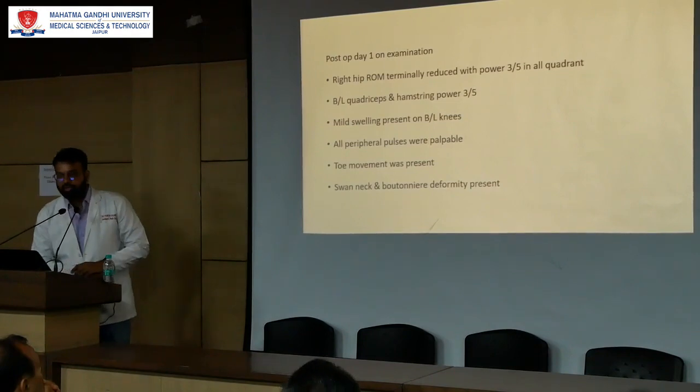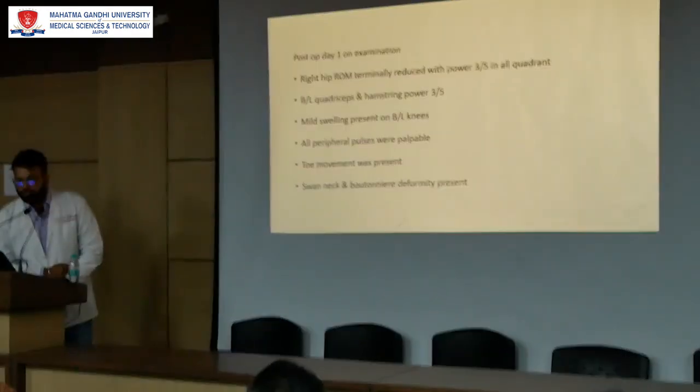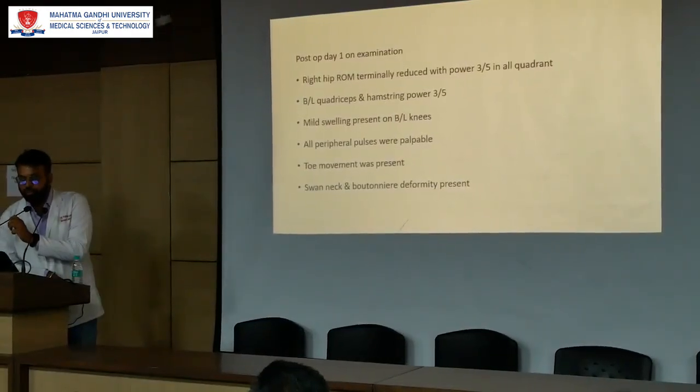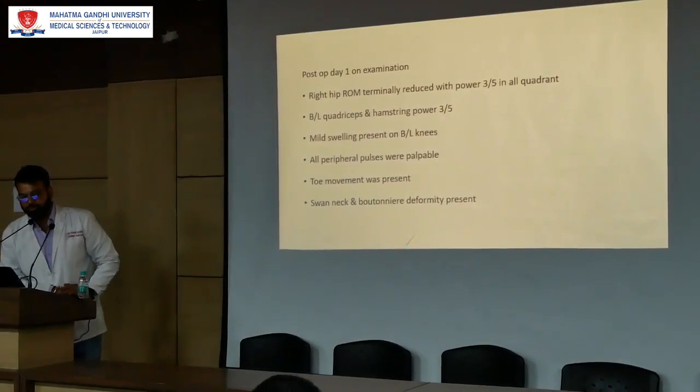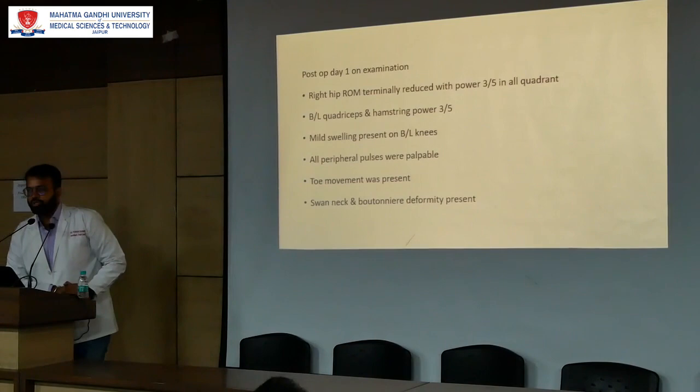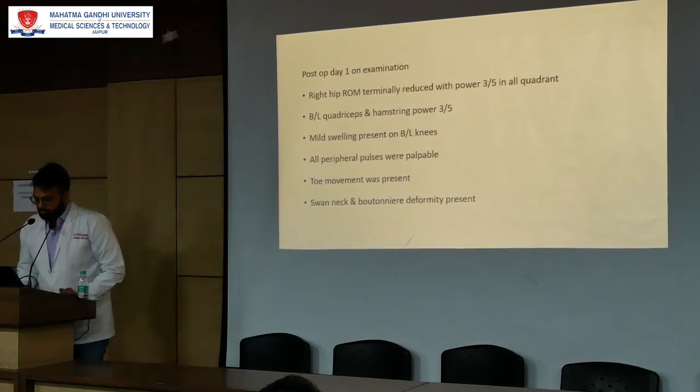Post-op day 1, on examination, the right hip had range of motion terminally reduced with power 3 by 5 in all quadrants. Bilateral quadriceps and hamstring power was 3 by 5. There was mild swelling present on bilateral knees, and all peripheral pulses were palpable as well as toe movements were present. There was presence of swan neck and boutonniere deformity.